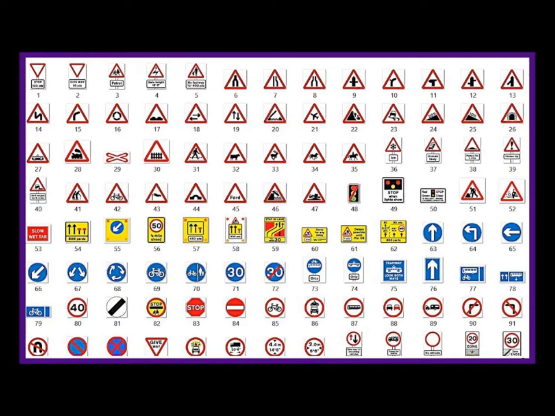Which sign means no motor vehicles allowed? We've already done this. It's the car and the motorcycle inside the red circular border. What does this sign mean? Red circular border with a black car on the left, red car on the right. It's no overtaking, so quite intuitive.